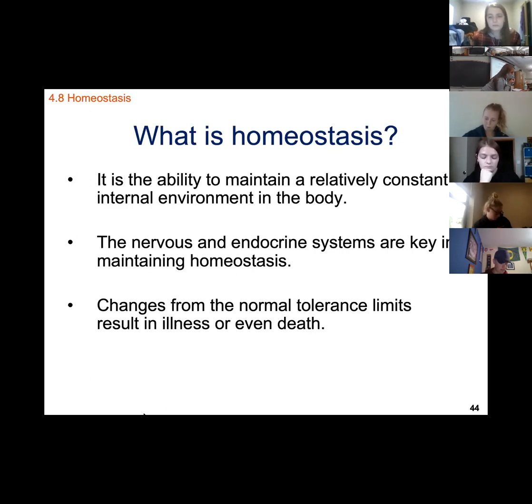So changes from the normal tolerance limit. Normally you're able to tolerate that, okay? I've seen people wear shorts in the winter. They don't get hypothermia. You maybe joke about it, but if that same person were to go to Antarctica and spend 4 hours out there with shorts on, they're probably going to have some sort of illness.